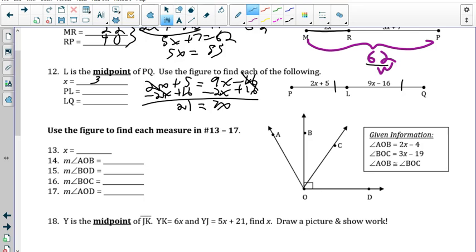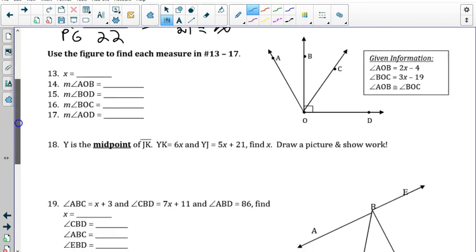Now, notice, careful. It's asking for PL, and it's asking for LQ. But remember, it could have asked for PL and PQ, the whole thing. So always be careful. But if I plug 3 in here, 2 times 3 is 6, plus 5 is 11. And I know since it's a midpoint, they're equal. But again, you got to pay attention. If it would have asked for PQ, the answer would have been 22. It didn't ask, but you have to be careful and don't ever assume and rush through it.